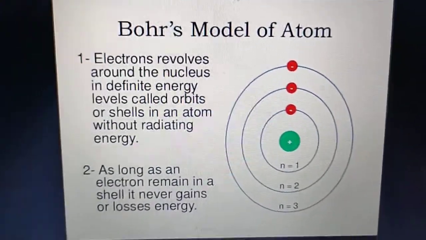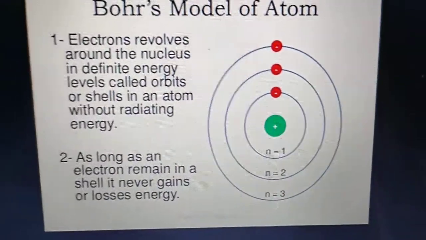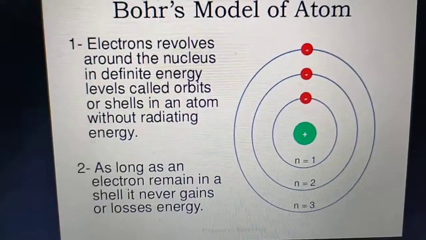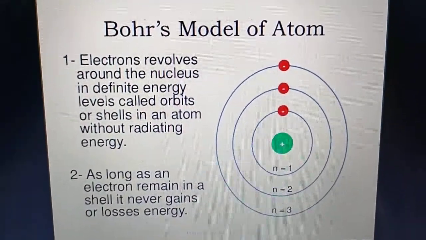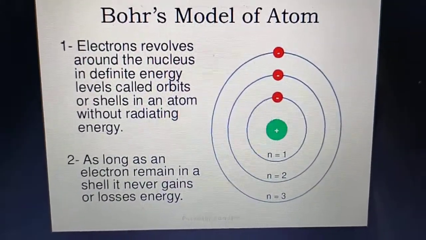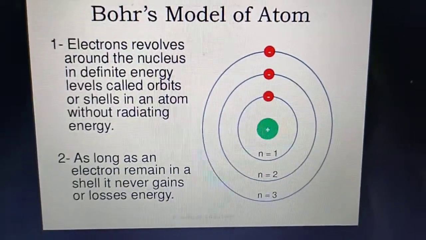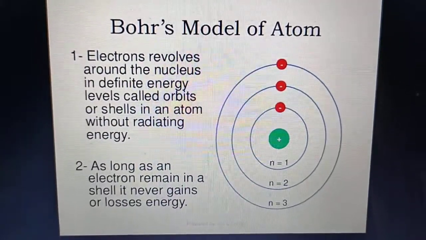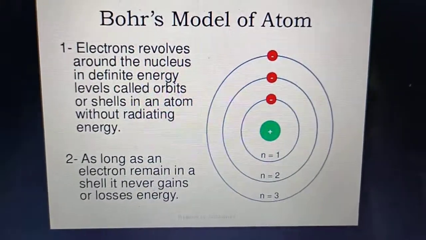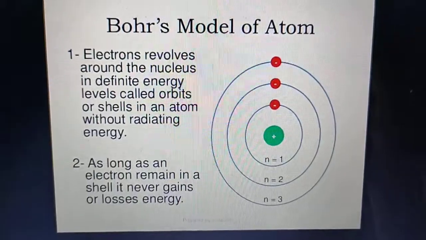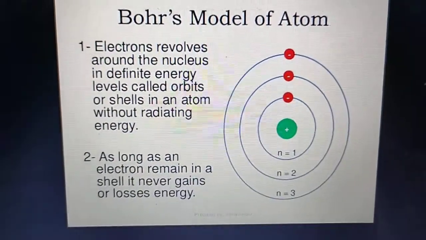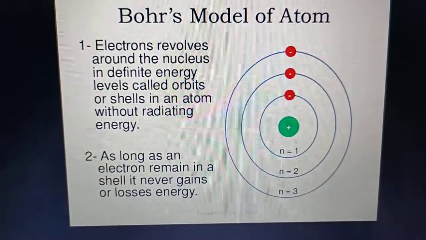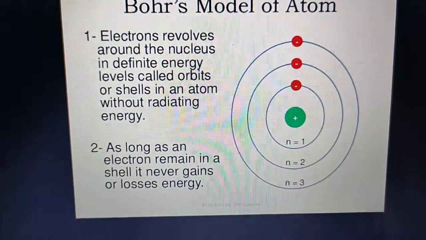Now we'll see Bohr's model of the atom. He also proposed some postulates of his atomic model. He explained that in an atom, the electron revolves around the nucleus in certain definite circular paths, and he called those definite circular paths orbits or shells. Each shell or orbit has a definite energy. These orbits are also known as energy levels or energy shells. This is the second postulate.